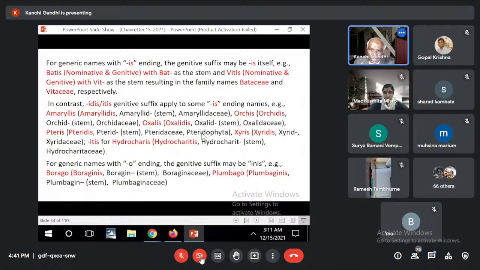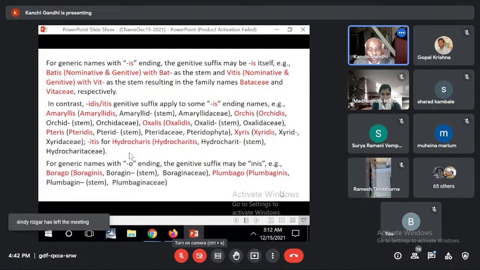Now, the moment you know Pterid is the stem, Phyta is the second stem. Pterid and Phyta are both of Greek origin. That's why the connecting vowel here is O, Pteridophyta. Xyris, Xyridis, Hydrocharis, Hydrocharidis. Here, the genitive form is Hydrocharidis, and Hydrochar is the stem to which you add IDs. So suddenly you see a different genitive form, IDs, and you get Hydrocharitaceae. So what I mean is, with the IS ending, one needs to know a little bit of grammar to find out its genitive form, but by usage you learn it.